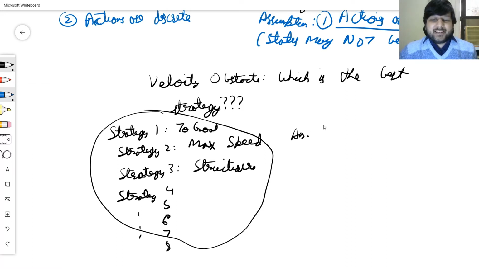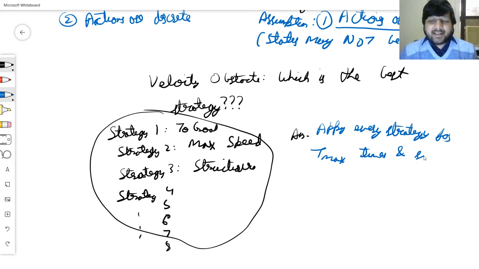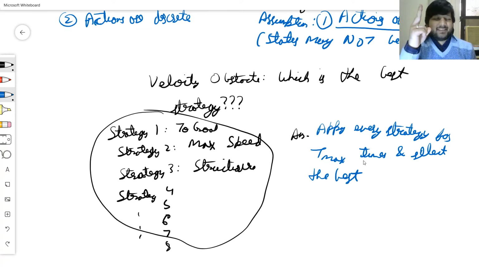that maybe what you could do is apply every strategy for some Tmax times and select the best, or select the one which minimizes the travel time, maximizes the clearance, safety, maximizes the amount that you move towards the goal, reduces the maximum distance from the goal, makes you reach more towards the goal, makes you travel more distance at smaller time, maximizing the speed, all those factors.